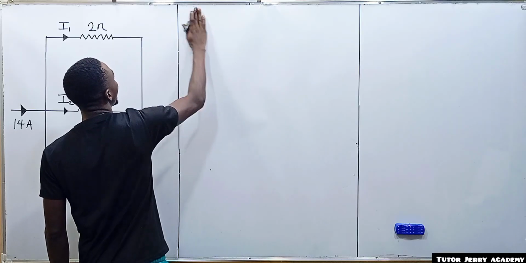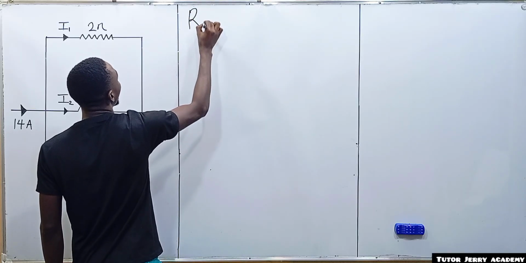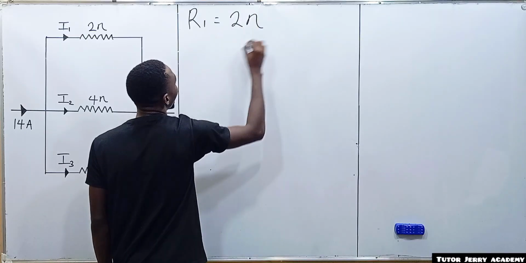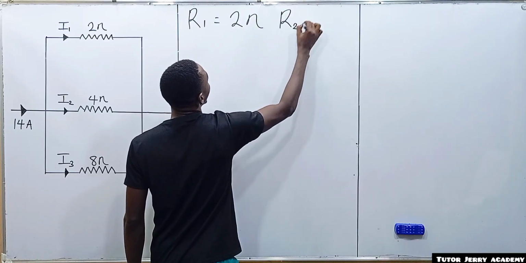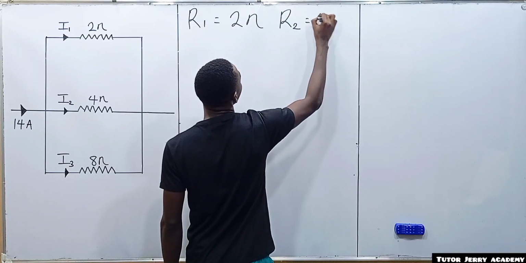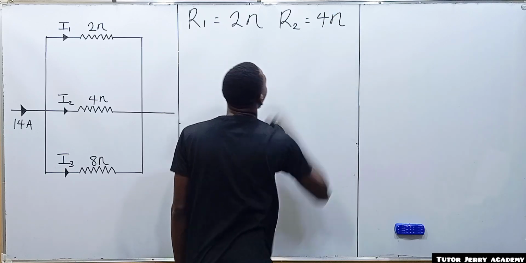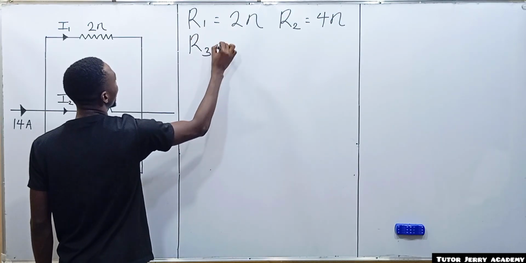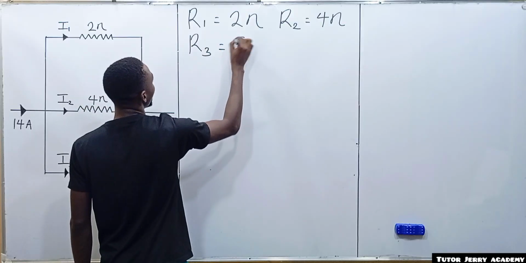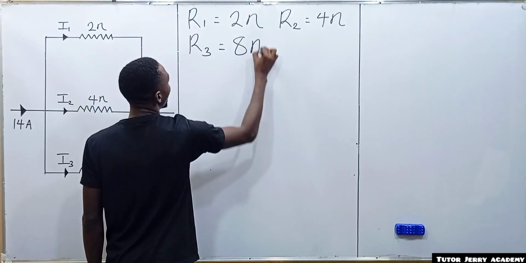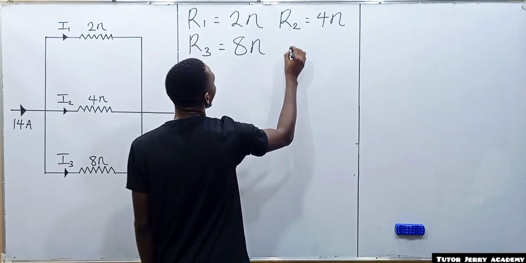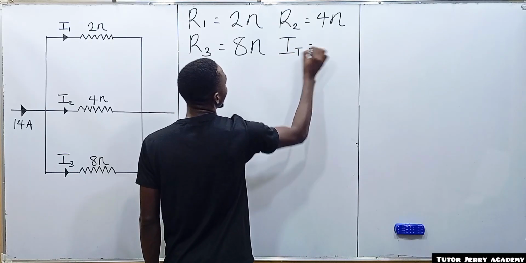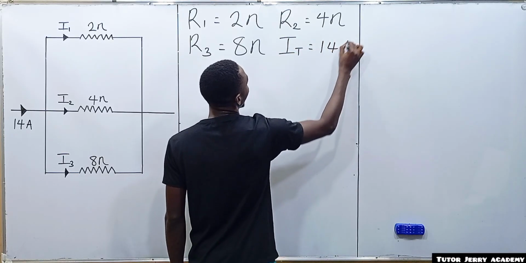Now, we can therefore say our R1 to be 2 ohms, and R2 to be 4 ohms, and R3 to be 8 ohms. And our current I, that is the total current that enters the circuit, is 14 ampere.